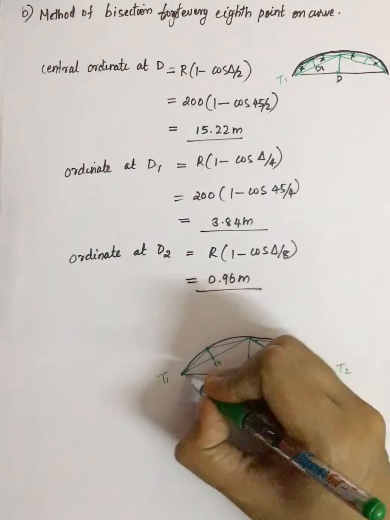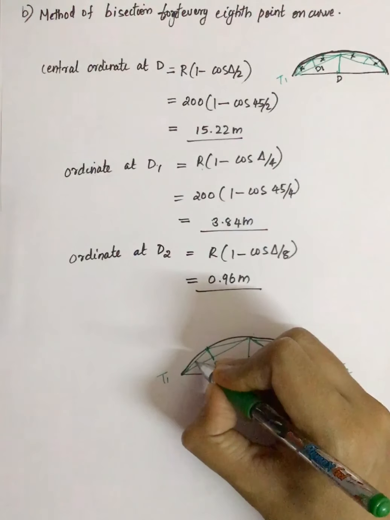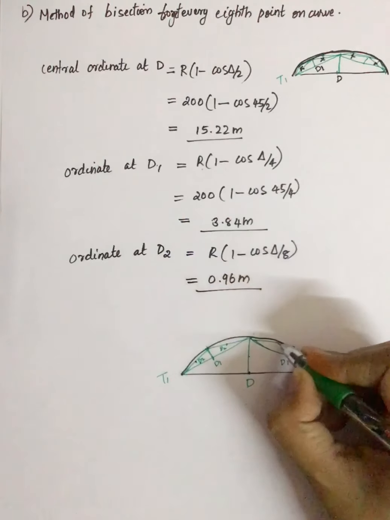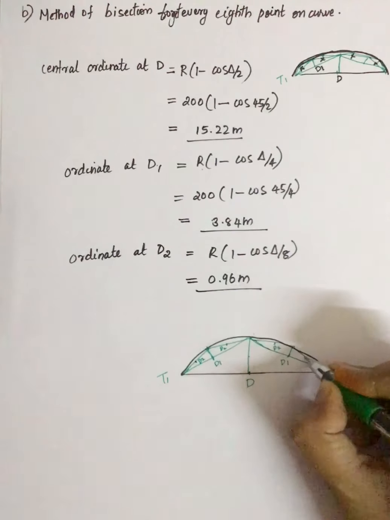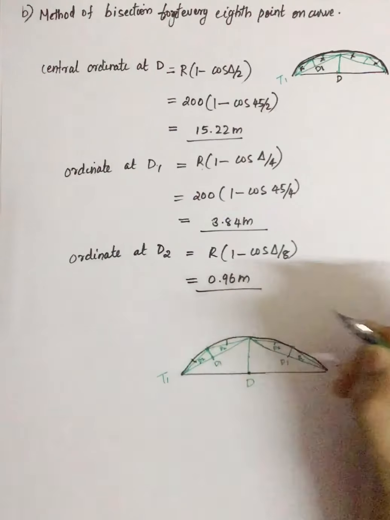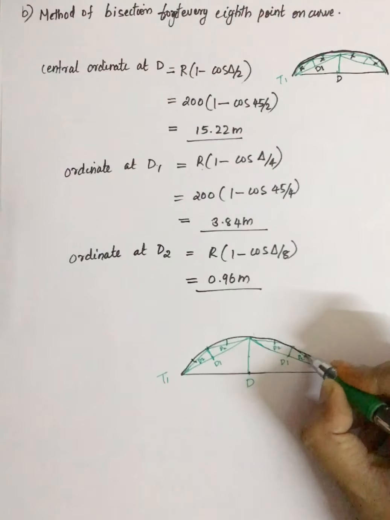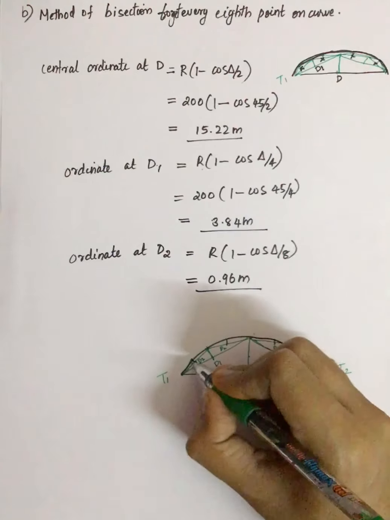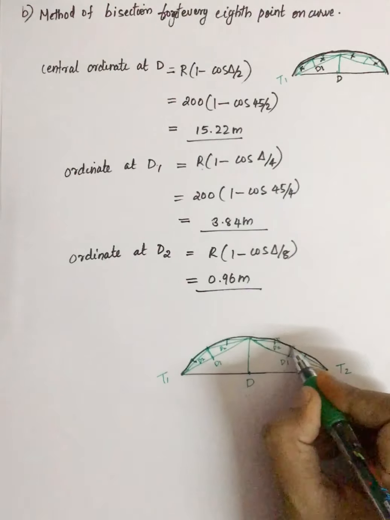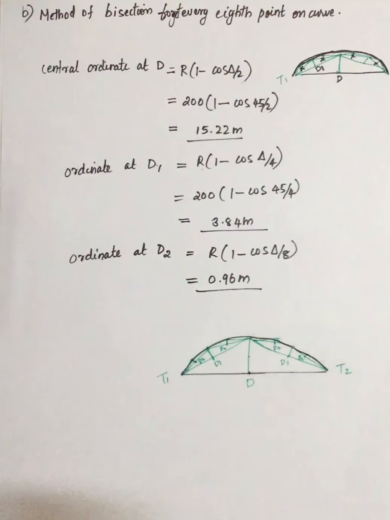Okay, now again another line is there. Okay, divide that. That is D2. Again find the mid ordinate of that line. Join these. So this is what we have found.